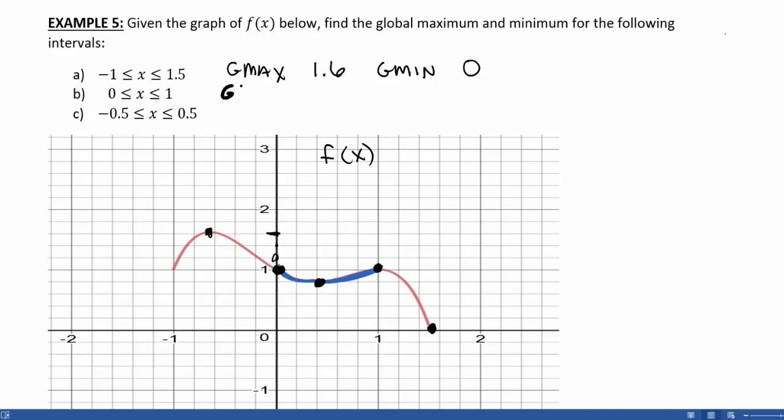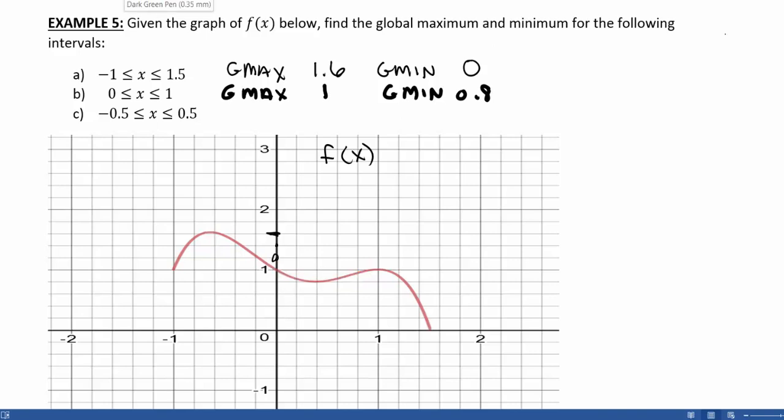So the global max here, or the y value, that's the highest y value, is going to be 1 on this interval, because on this interval it only goes as high as 1. And the global minimum appears to be at 0.8. So it doesn't go up quite as high. And again, these intervals are counting by 0.2.